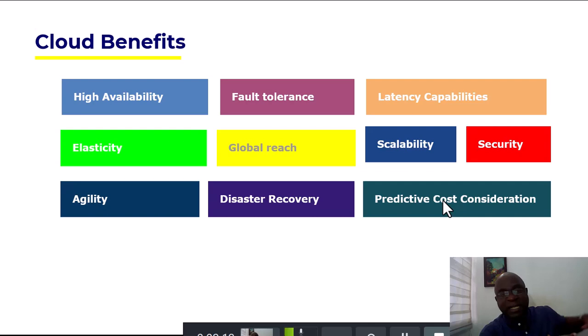Because you want to save the data closest to the customer or save them in availability zones. In case one data center is failing, you can pick it up from the next available data center. You see, also we look at elasticity, global reach.